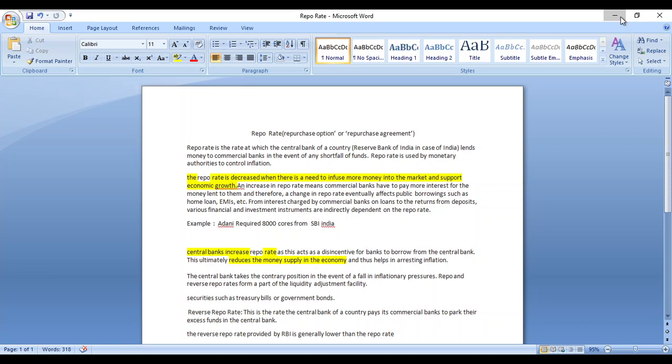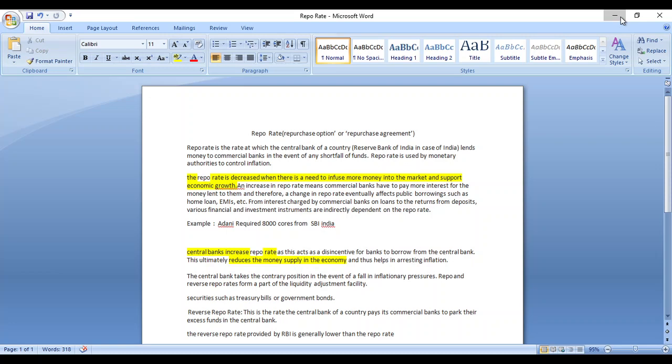What is repo rate? Commercial banks borrow money from the RBI for a short period of time at a specific interest rate. That is called the repo rate. Take an example: Adani requires 8,000 crores from SBI India, but SBI India only has 4,000 crores. The remaining 4,000 crores they don't have. At that time, SBI India goes to the RBI, provides 4,000 crores of government securities to the RBI, and borrows the money. The RBI gives the 4,000 crores to SBI. SBI provides a total of 8,000 crores to the Adani Group.